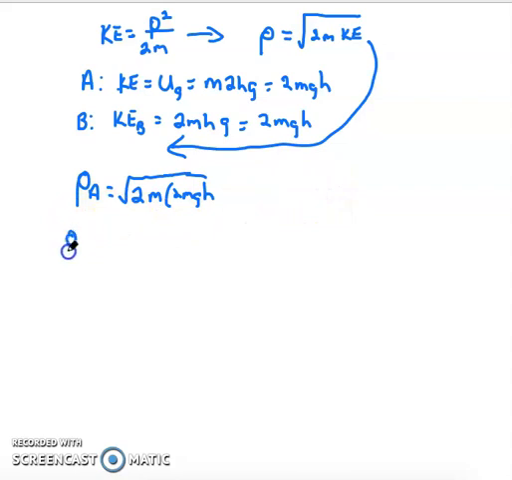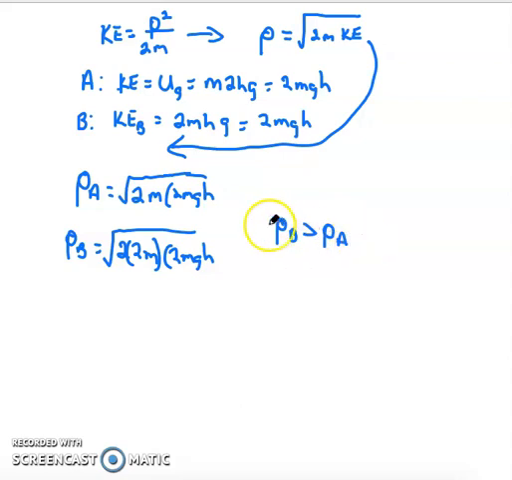I'll do it down here. p_B is going to be 2 once again. What's its mass? If we go back and look, you see that's a mass of 2m times 2mgh. And so we should see that p_B is greater than p_A. Therefore, it's going to move in the direction that B is moving, which I think is to the left.